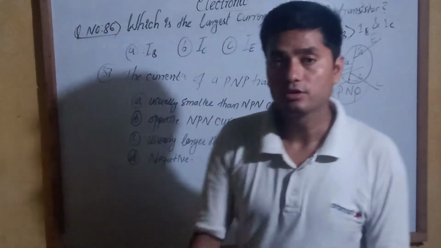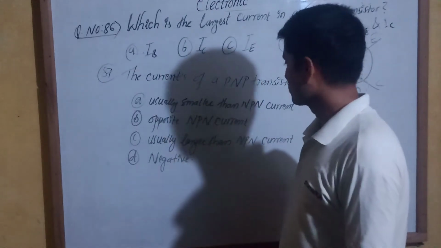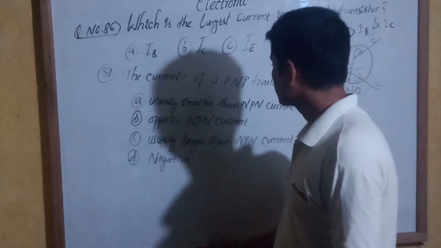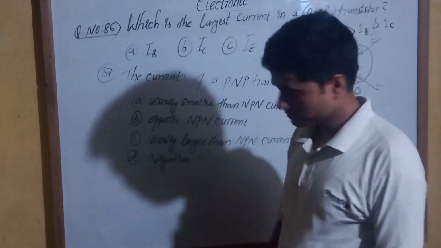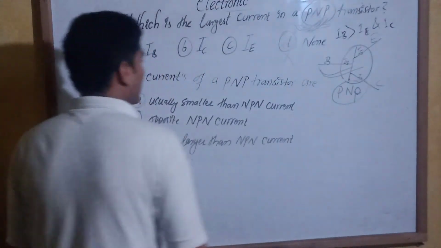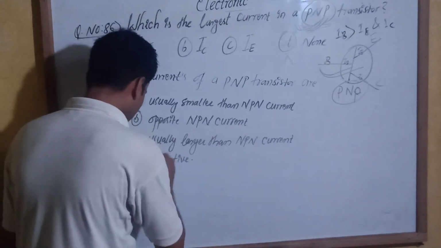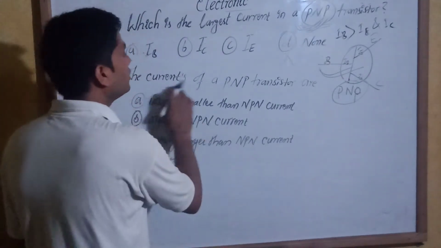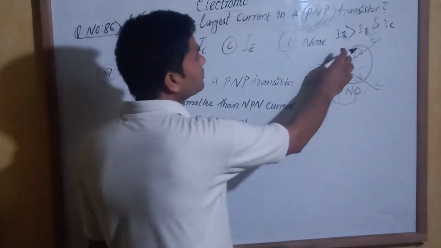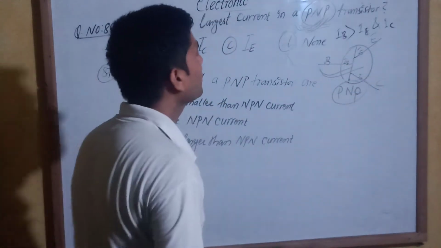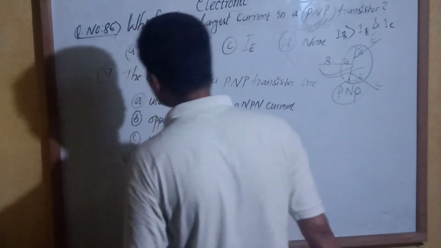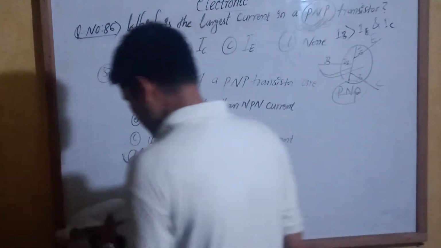I think you are also the best student, practice and find out the given answer yourself. Its right option is option D, negative. The current of a PNP transistor are usually negative. In a PNP transistor, the current is usually negative. Current is negative in which type? PNP transistor.